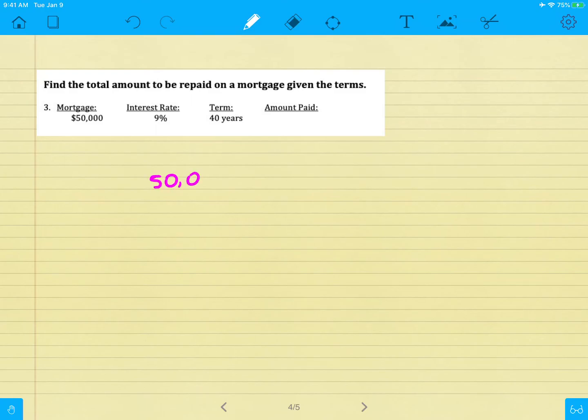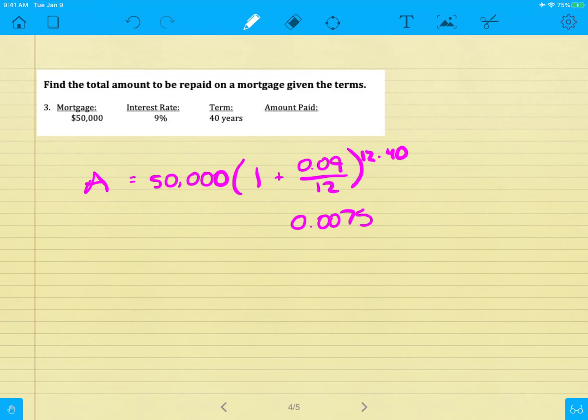This is a $50,000 home. Significantly less priced home than the $70,000, but we're going to put this through 9% interest, 0.09, for 12 months for 40 years. There's your formula. This will tell you your total amount paid. So 0.09 divided by 12 months is 0.0075, and add that to the number 1, and then we're going to put this all to the 480th power because that's 40 times 12. That's 480. All right, and then we're going to take that times $50,000.